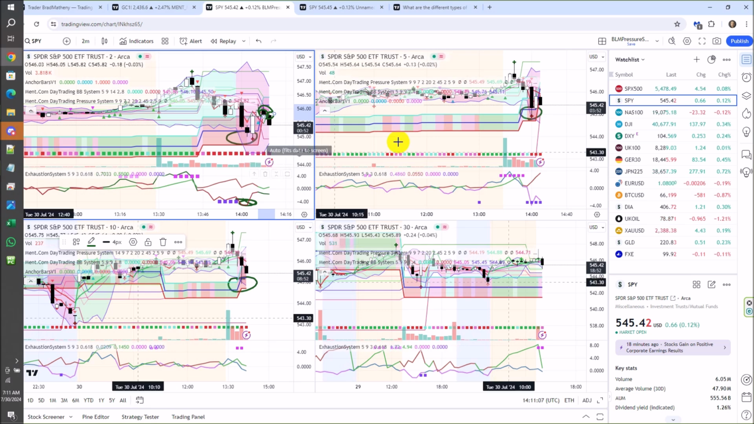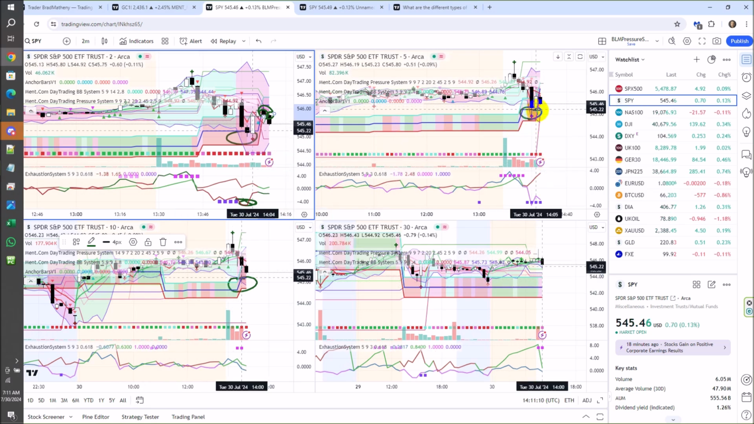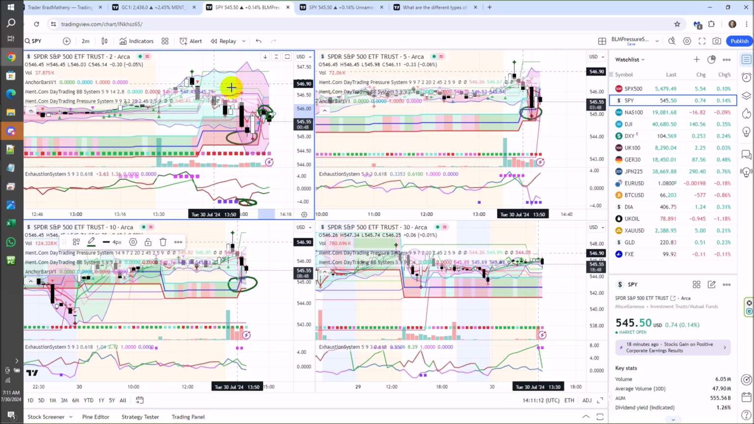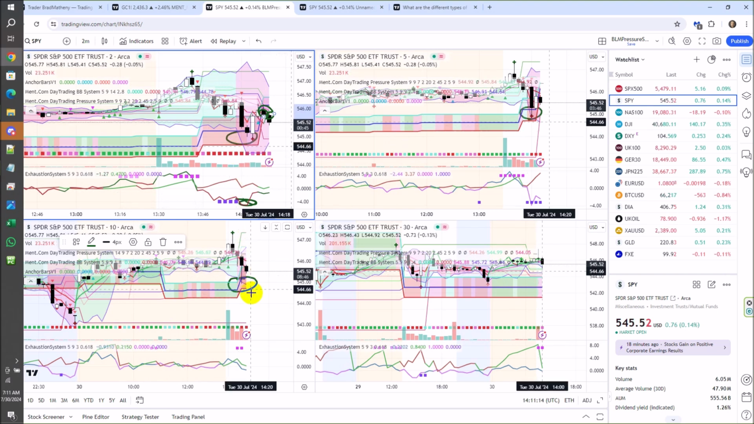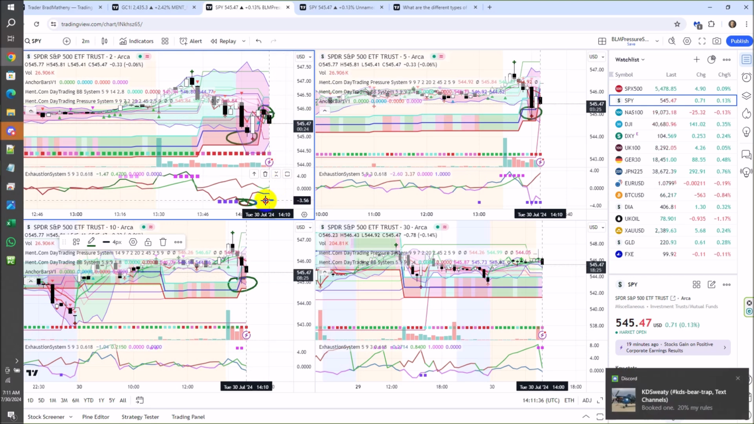We are in a pullback. We are technically pulling downward on the 5-minute and the 2-minute, in a general bullish trend. We're just now getting into bearish trending over here on the 10-minute, and we've got moderate pullback trending here with this light pink color here. So we're in a pullback, and you could aggressively take trades off of this 2-minute or 1-minute chart trying to book profits. What we would be looking for now is a new exhaustion trigger over here.